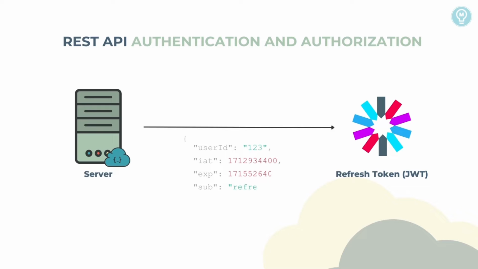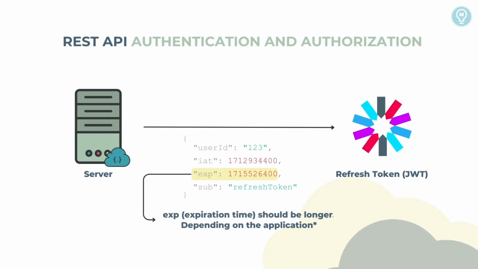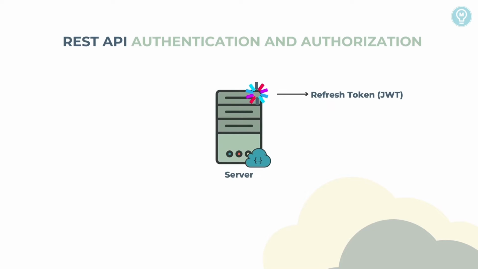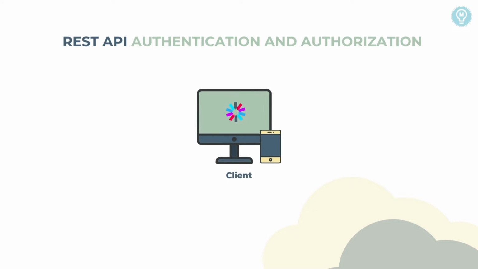Inside the refresh token should be only a unique ID to identify the user, the issuer, the subject, but the expiration time should be longer than the access token's. Depending on the application, it could be days, weeks, or even months until it expires. Different from the access token, the refresh token is typically stored on the server side, and also securely stored on the client as well, along with the access token.